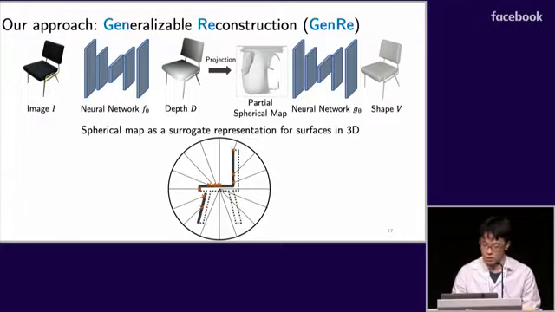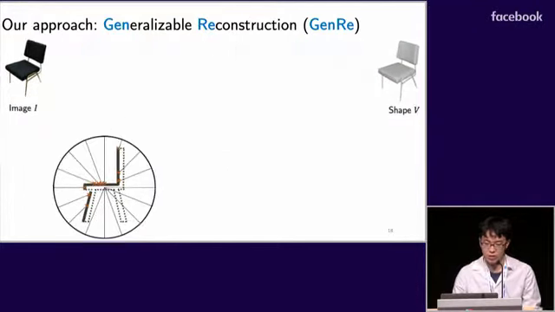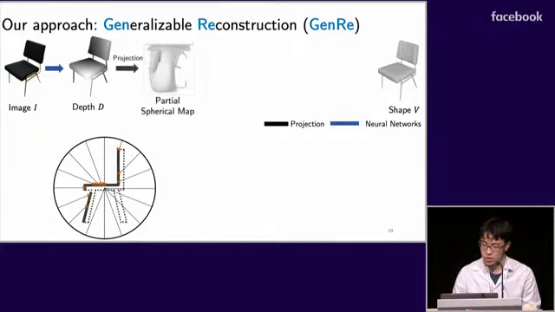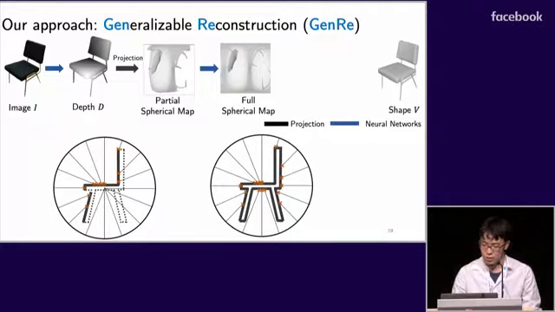is no longer sparse. Using this representation, our proposed model, called generalizable reconstruction, short for GenRe, first predicts the depth information from a single image, and then we use a deterministic projection process which converts the depth image into spherical maps. Then, we use another neural network to complete the object surfaces in spherical domain.